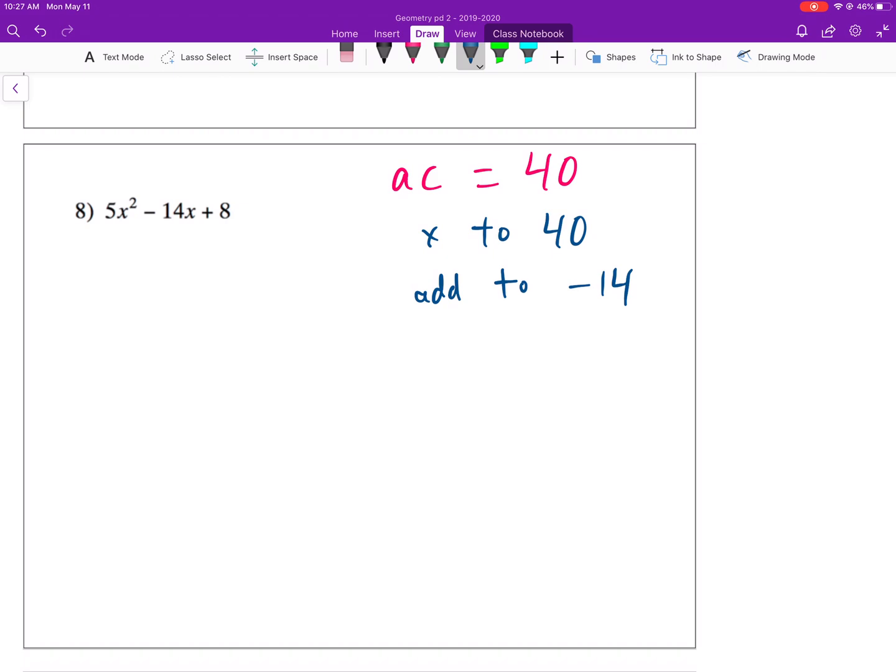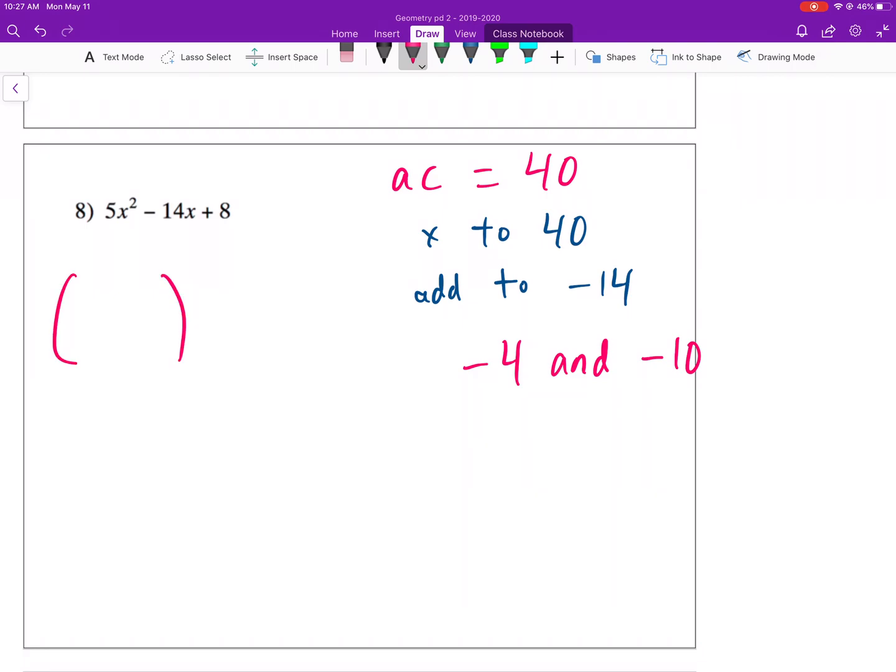So what are those two values? What do you think? What multiplies to 40 and adds to negative 14? Once again, these two values have to be a negative and a negative because it's multiplying to a positive and it's also adding to a negative. So they have to be two negative numbers. It's -4 and -10. Multiply them out real quick. Yep, that's 40. Add them, that is -14.